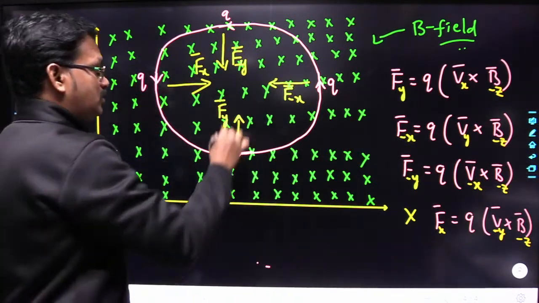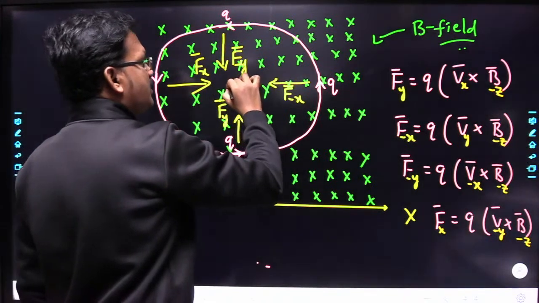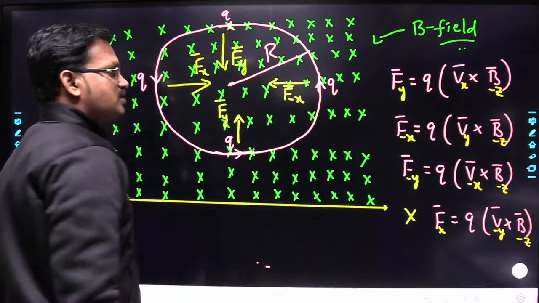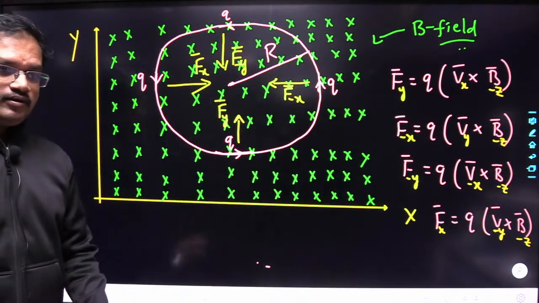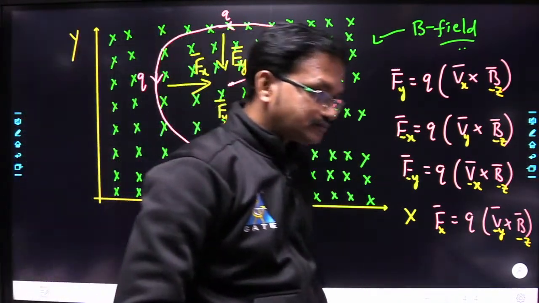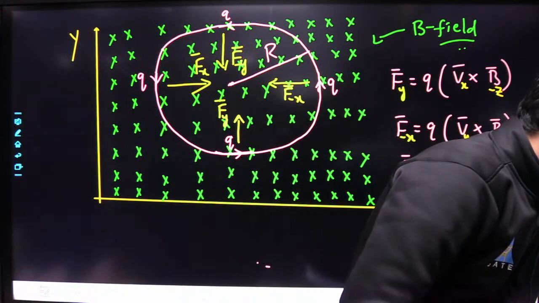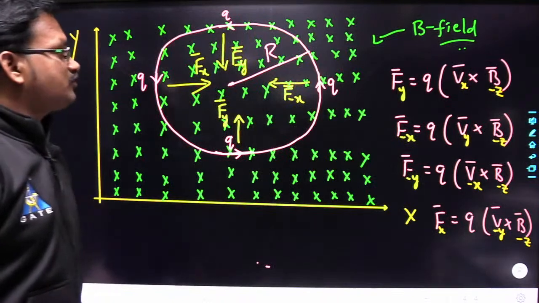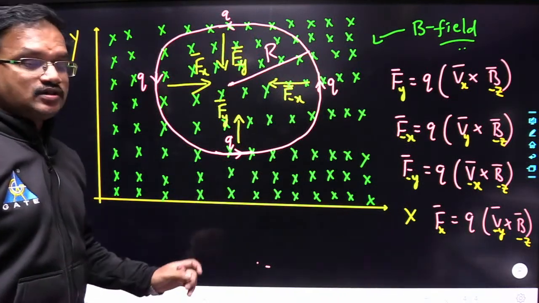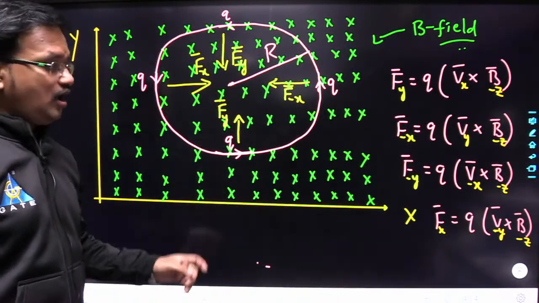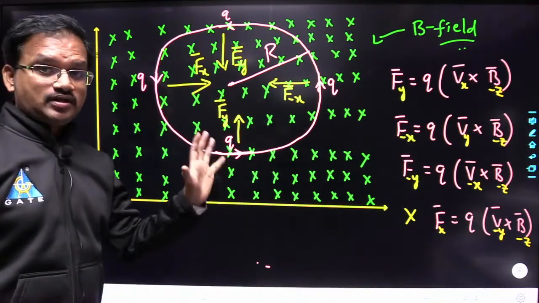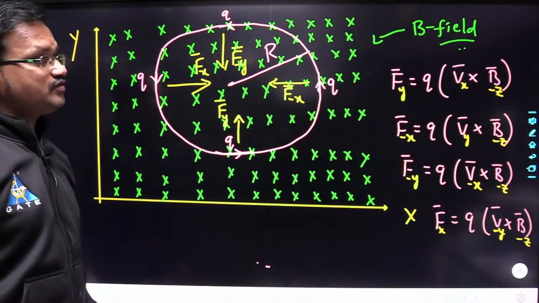A circular path. Now let us consider the radius of this circular path to be capital R. So the radius of this circle is nothing but capital R. Now I want to determine the radius of the circle.